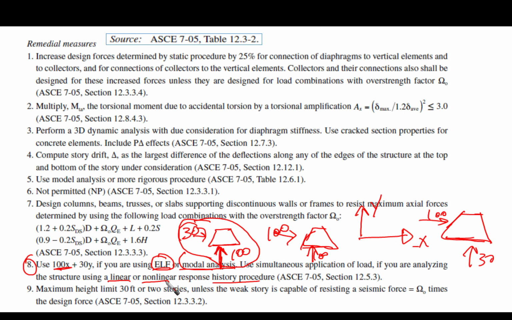But if we're going to use linear or nonlinear response history procedure, as we are going to understand later what the meaning of linear response history is, I have indicated it before in the previous videos. I hope that you can revisit these videos again. But anyway, this means that if you are going to use less rigorous methods, you need to apply the 100% and 30% combination. But if you're going to use nonlinear time history analysis, linear or nonlinear, then you need to be cautious and use 100% in every direction, simultaneously.